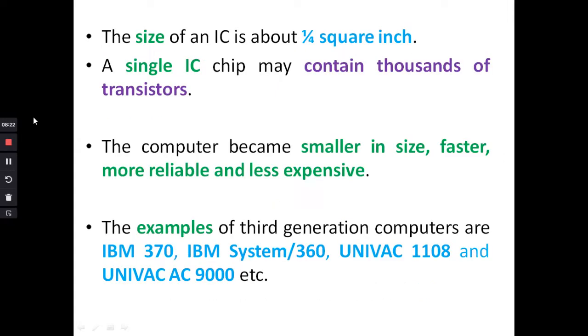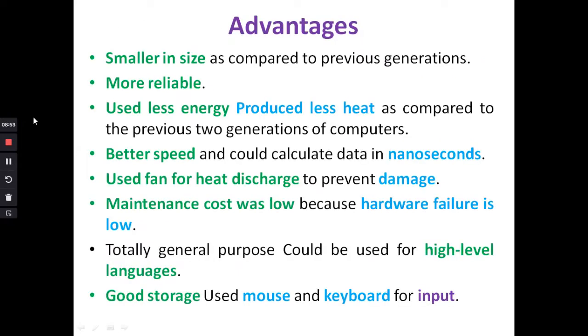The size of an IC is only about a quarter square inch. The IC chip can contain thousands of transistors. Also, many transistors are combined into ICs. So now the processing has become much faster, more reliable, and less expensive. In the third generation computers, we used ICs. Some of the names are IBM 370, IBM 360, UNIVAC 1108, UNIVAC 9000. Okay, so these are some of them.